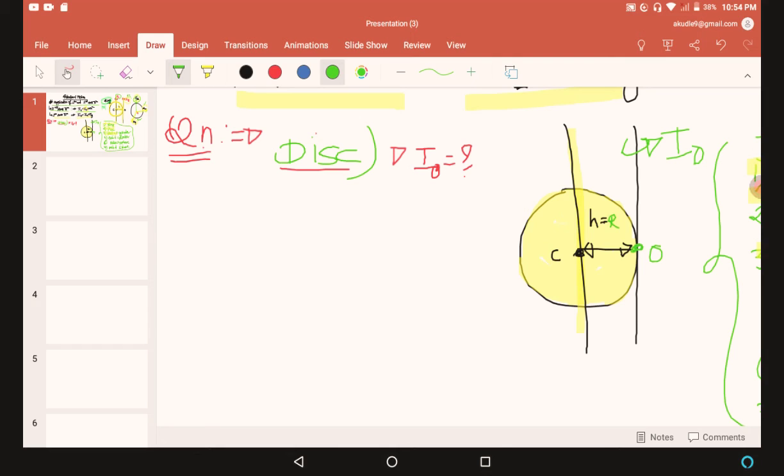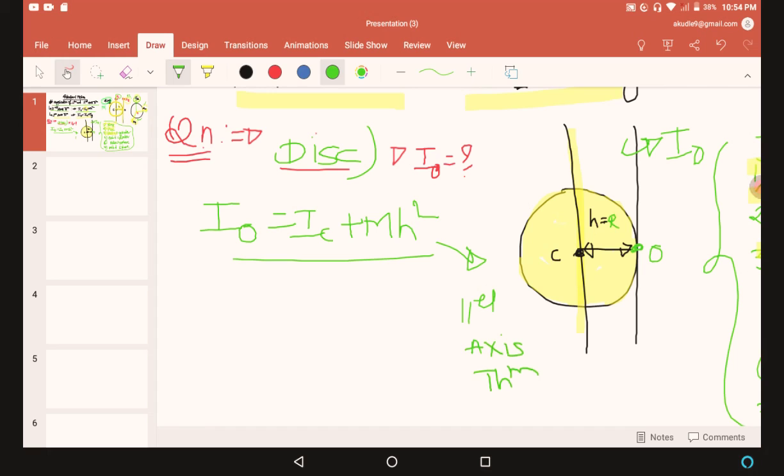and we have to find I naught. How can we find I naught? I naught is given by Ic plus mh square. And where are we getting this formula from? We are getting it from the parallel axis theorem. The parallel axis theorem says that I naught is equal to Ic plus mh square. But we are already well aware of Ic.